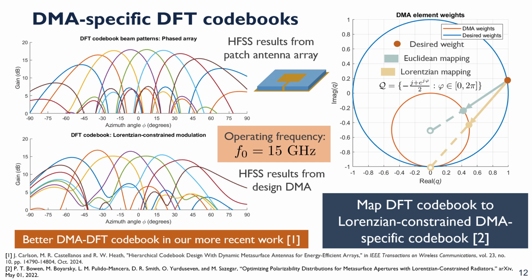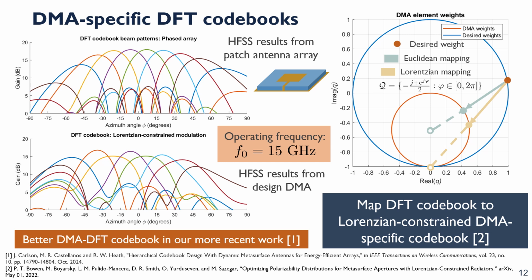Here we show how our DMA DFT codebook compares with a traditional phased array DFT codebook consisting of different patch antenna elements. So given our restricted weight distribution for our DMA elements, as shown on the right, we can steer a beam in different directions by mapping our desired weight on our unit amplitude curve onto the Lorentzian constrained distribution, as shown there on the right.